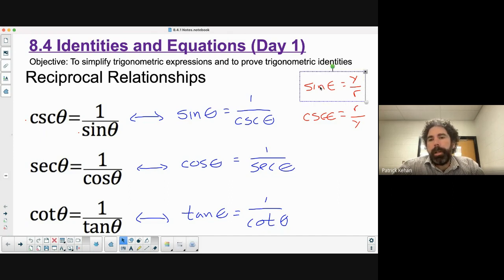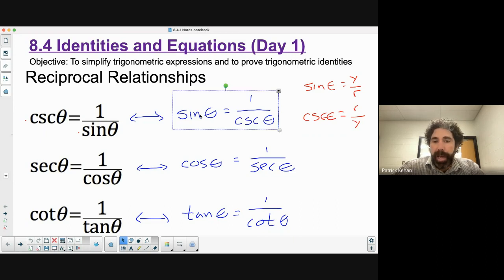So sine theta and cosecant theta, these are reciprocal identities or reciprocal functions, right? Sine of an angle is equal to the y over r ratio, and the cosecant of the same angle is equal to the r over the y. Given that, we can say that the sine of an angle is equal to 1 divided by the cosecant of the same angle. And this translates over here as the same relationship: the cosecant of an angle is equal to 1 over sine of an angle.